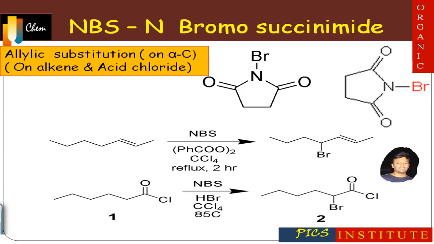In the second reaction, NBS also reacts on acid chloride and replaces alpha hydrogen, that is, carbon next to the functional group is called alpha carbon and its hydrogen are called alpha hydrogen. So NBS replaces alpha hydrogen of acid chloride by bromine. So these are the two functions of NBS for your competitive examinations.